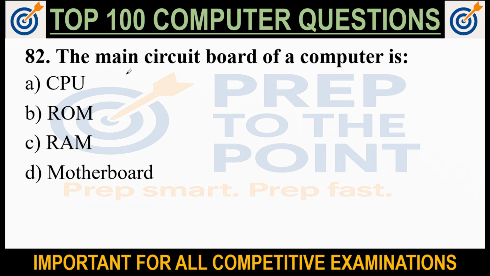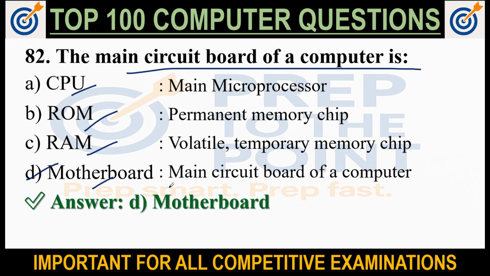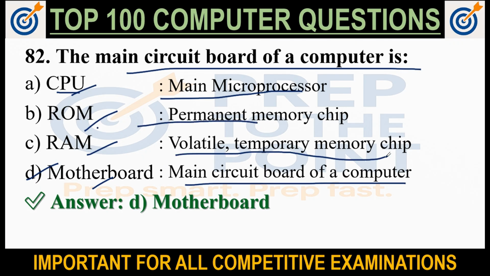The main circuit board of a computer is known as CPU, ROM, RAM or motherboard. The right answer is motherboard. Motherboard is the main circuit board of a computer, while CPU is main microprocessor, ROM is permanent memory chip and RAM is volatile temporary memory chip.